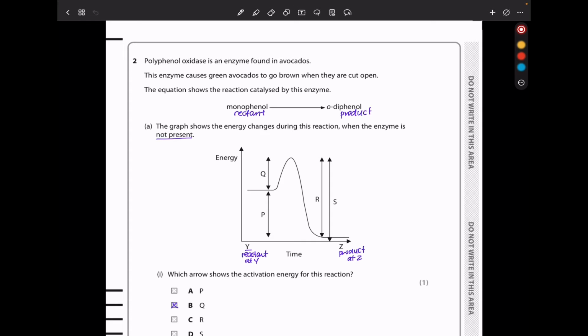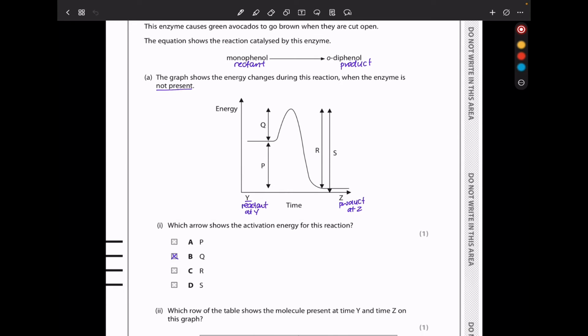Question 2. Polyphenol oxidase is an enzyme found in avocados. This enzyme causes green avocados to go brown when they are cut open. The equation shows the reaction catalyzed by this enzyme. So we see there is monophenol, which is a reactant, being converted into O-diphenol, which is the product. In part A, the graph shows the energy changes during this reaction when the enzyme is not present. Remember, when the enzyme is not present, we're going to have greater activation energy.